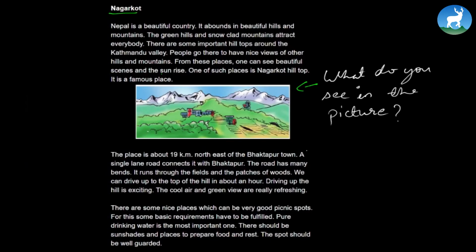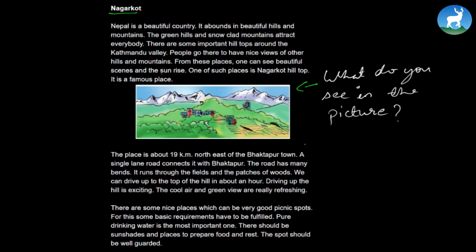The place is about 19 km northeast of the Bhaktapur town. A single lane road connects it with Bhaktapur. The road has many bends. It runs through the fields and the patches of woods. We can drive up to the top of the hill in about an hour. Driving up the hill is exciting. The cool air and green view are really refreshing.